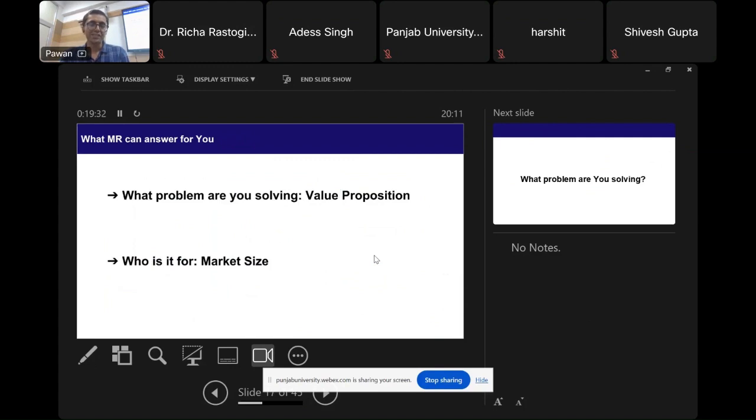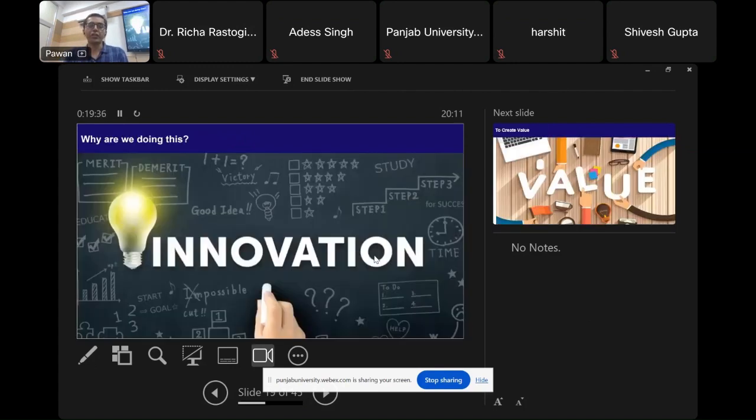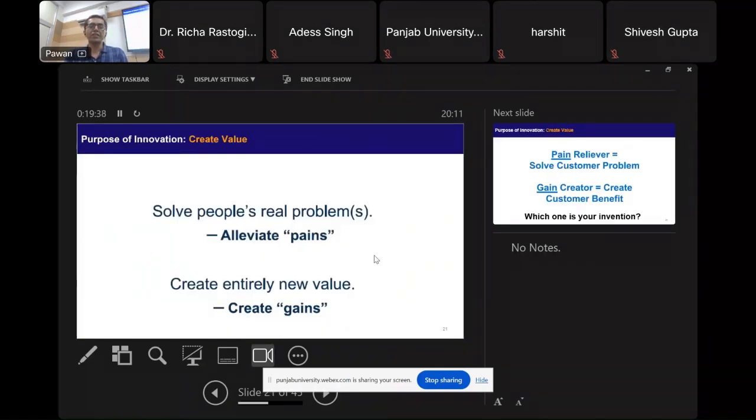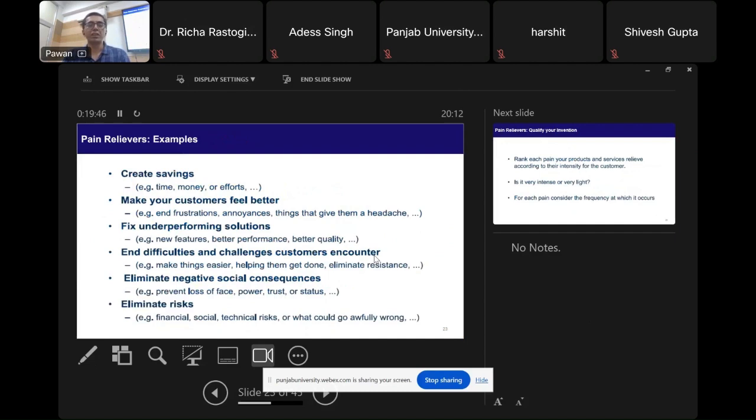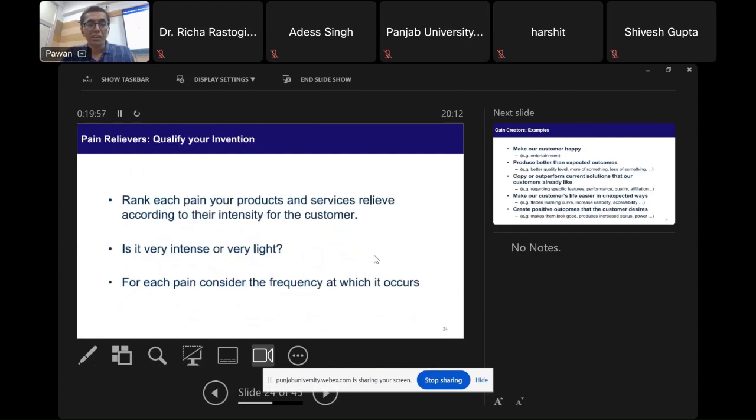Okay, then we discussed two things: value proposition for your customer, which could be an alleviation of pain or the creation of a gain. Now, pain could be any problem. It could be savings. It could be you make them feel better. It could be some underperforming solution, some negative consequences, or risk. If your product can relieve any of these pains, people will pay you for that.